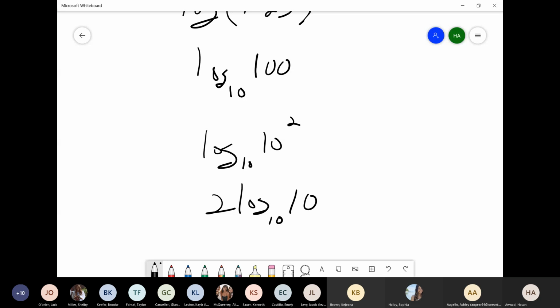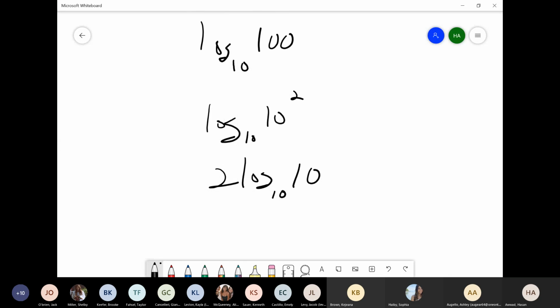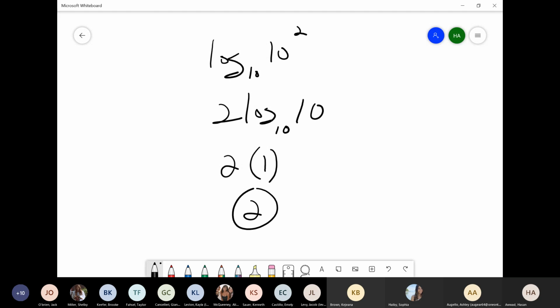And we have this really nice rule for us that says if our base matches our value inside the same log, then that entire log just reduces down to be 1. So this is the same thing as 2 times 1, and 2 times 1 is again just 2. So regardless how you do it, you get the answer of 2 either way.